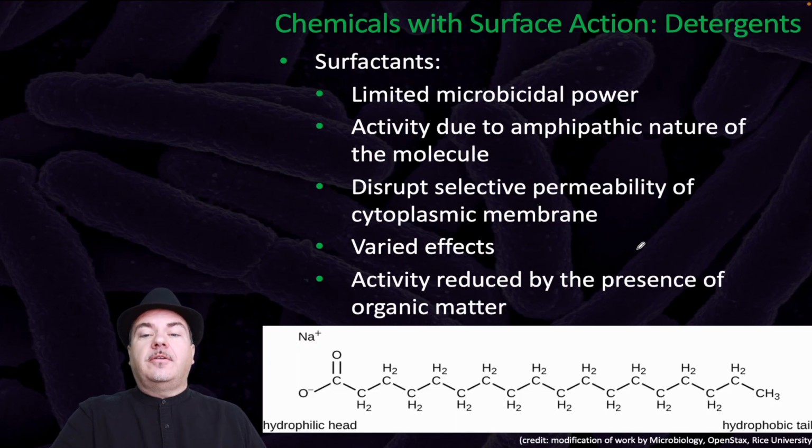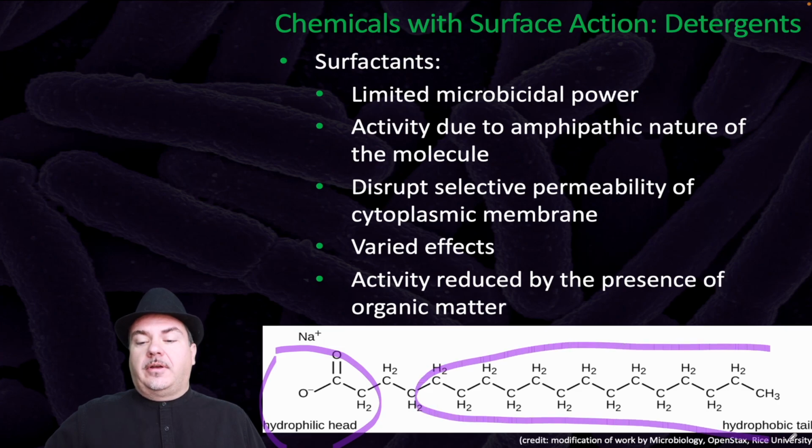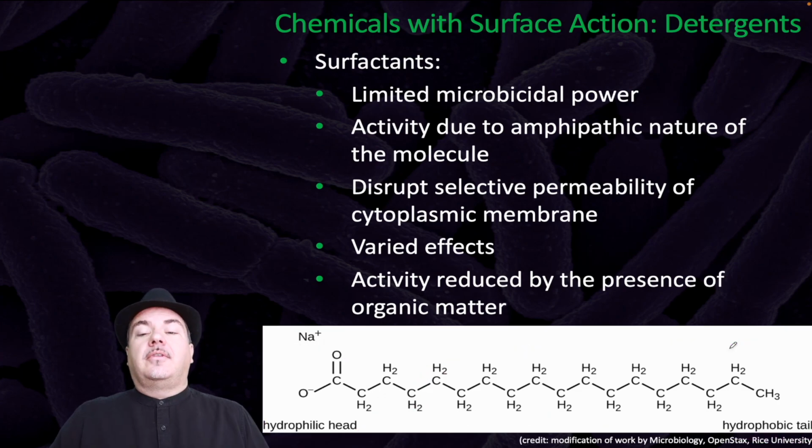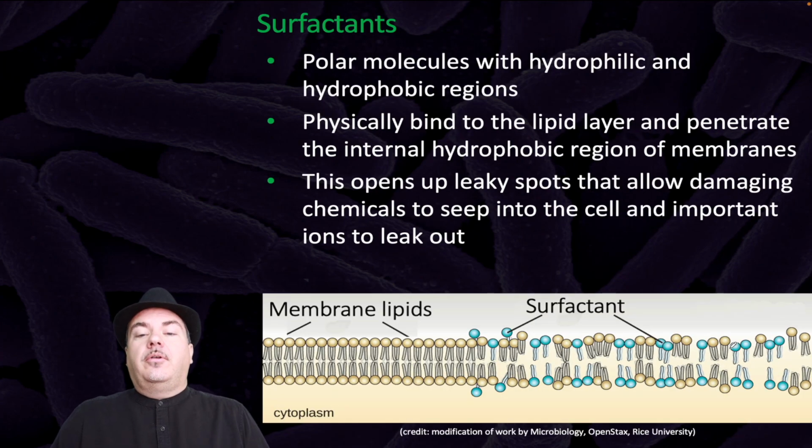Next, we have chemicals with surface action. These are called detergents. Surfactants have limited microbicidal power. The activity is due to the amphipathic nature of the molecule, as a hydrophilic water-loving head and hydrophobic water-hating tail. It disrupts the selective permeability of cytoplasmic membranes, so it has varied effects, and its activity is reduced by the presence of organic matter. So surfactants are polar molecules with hydrophilic and hydrophobic regions.